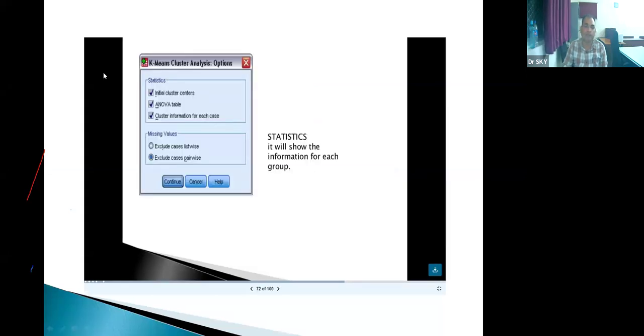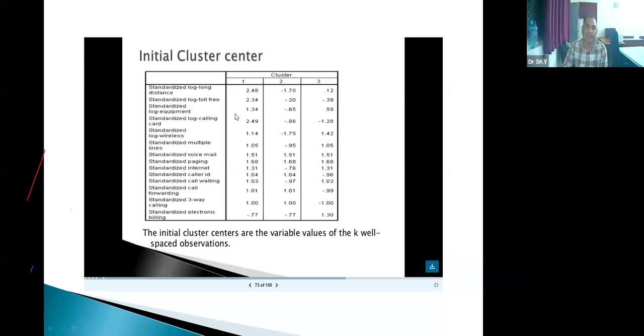Go to Statistics. We need the initial cluster centers and the cluster information for each case. Click on Continue, and it will show the information for each group. In non-hierarchical cluster analysis, it is very important to know the starting points, that is the cluster seeds, and the number of clusters. You can see here these 3 clusters, assigned on the basis of these characteristics. These are the distances.